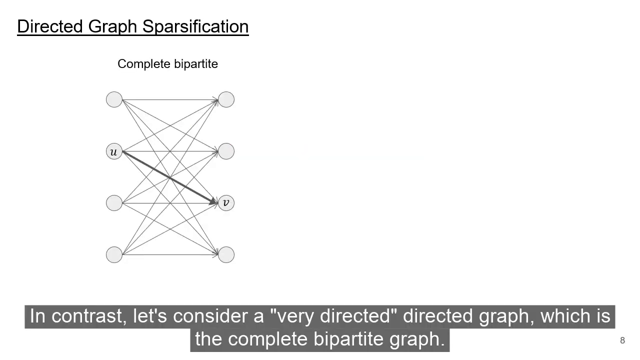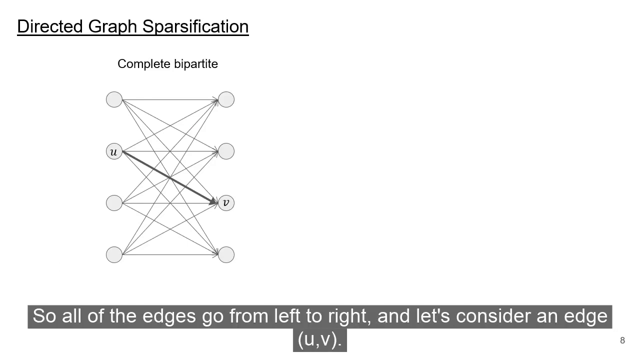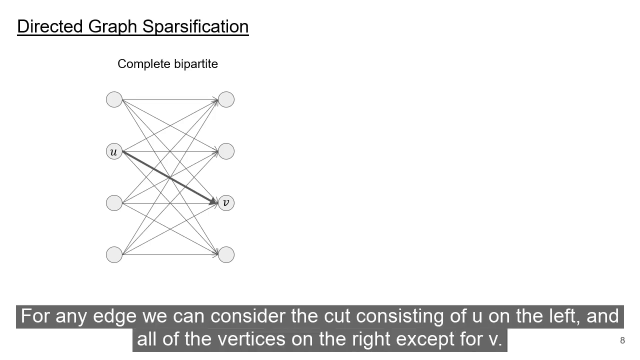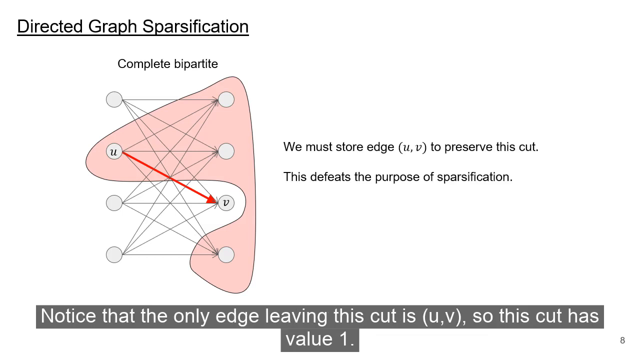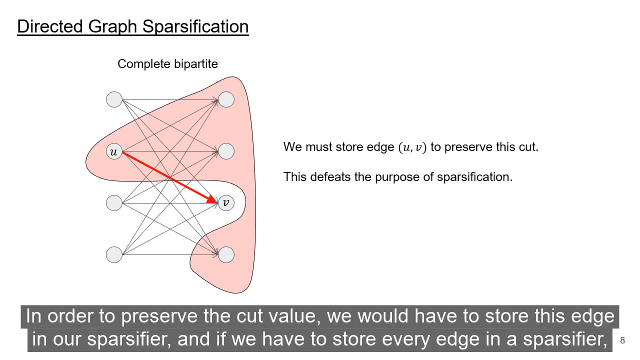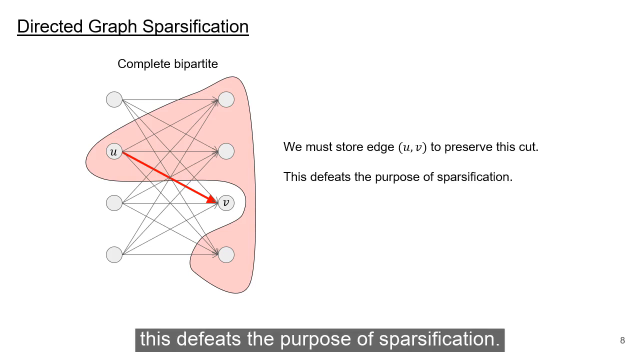In contrast, let's consider a very directed graph, which is the complete bipartite graph. All of the edges go from left to right, and let's consider an edge UV. For any edge, we can consider the cut consisting of U on the left and all the vertices on the right, except for V. Notice that the only edge leaving this cut is UV, so this cut has value 1. In order to preserve the cut value, we would have to store this edge in our sparsifier. And if we have to store every edge in the sparsifier, this defeats the purpose of sparsification.